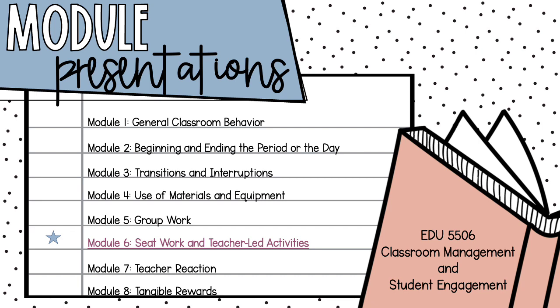In this course, each student was assigned a classroom management strategy to create a visual presentation to share with the class, highlighting the important aspects of the given classroom management topics. The assigned topics were general classroom behavior, beginning and ending the period or the day, transitions and interruptions, use of materials and equipment, group work, seat work and teacher-led activities, teacher reaction, and tangible rewards. My topic was presentation of seat work and teacher-led activities, which is highlighted here on this slide. I've attached the link to the presentation.